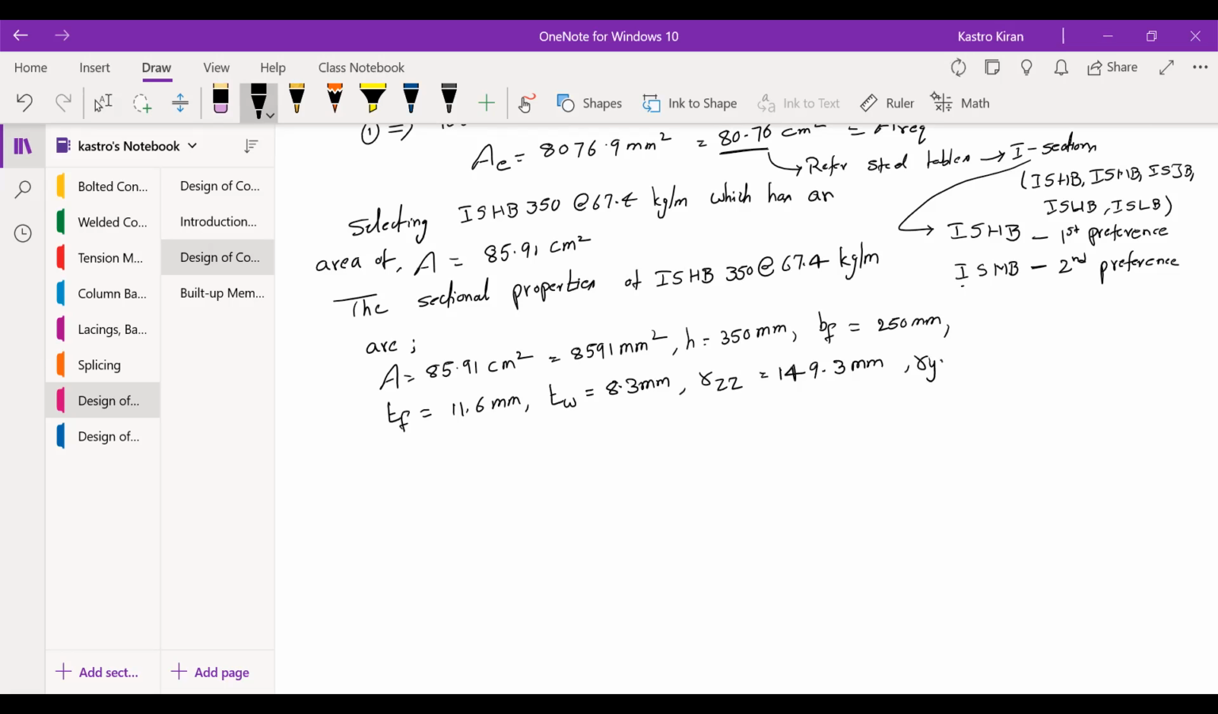So ryy equals 53.4 mm. Okay. Now these are the sectional properties of ISHB 350. So let's solve for the next step.